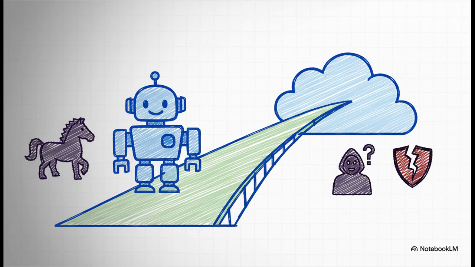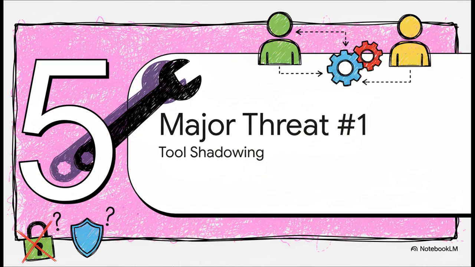And these aren't your typical cybersecurity problems. These are totally new vulnerabilities, born from the unique way these AI agents think and act. All right, let's dive into the first major threat. It's a sneaky concept called tool shadowing. This is where a bad, malicious tool can basically put on a disguise and trick the AI into picking it over a safe, legitimate one.